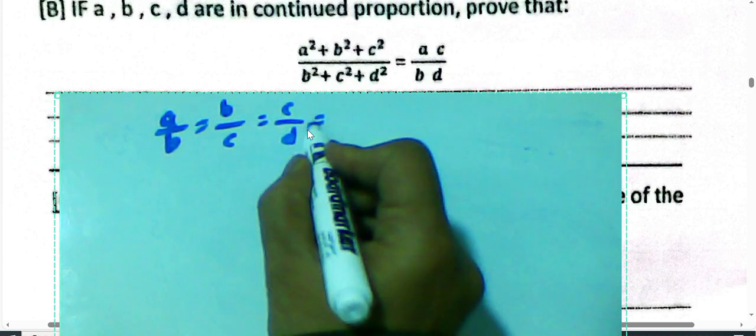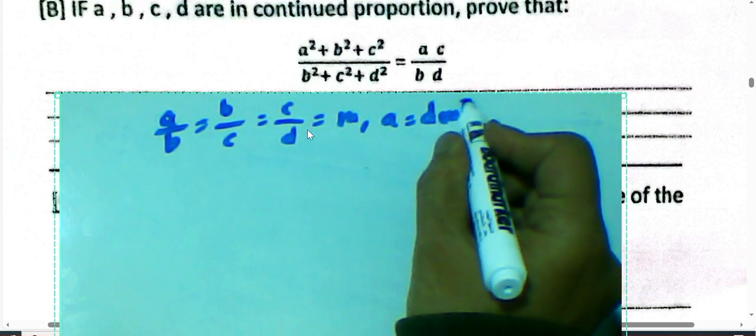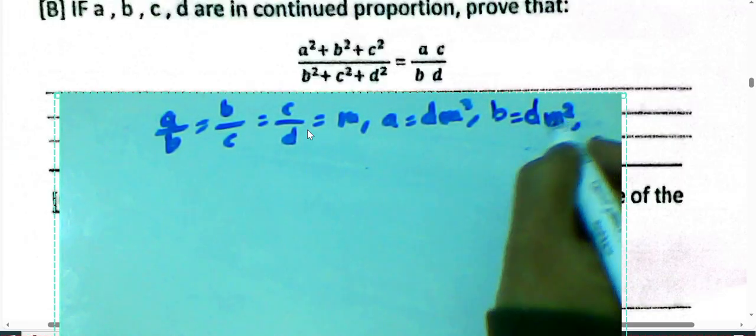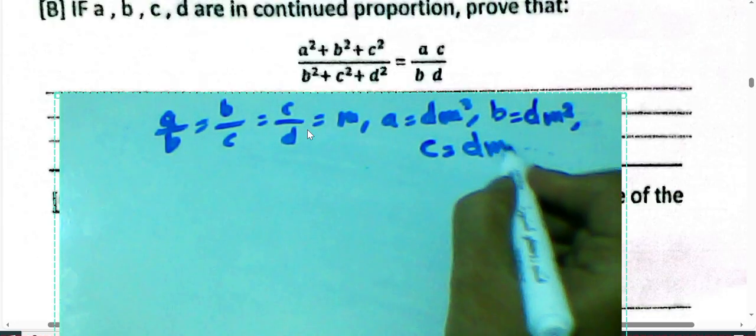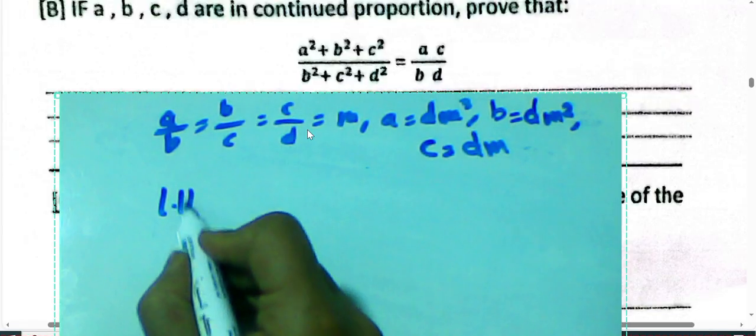If A, B, C are continuous proportion, prove that left hand side equal right hand side. Okay, we have proportional. It's meaning what? It's meaning A over B equal B over C equal C over D equal M, and then we can write A equal DM power 3 and B equal DM power 2 and C equal DM. Okay, we can start from left hand side.